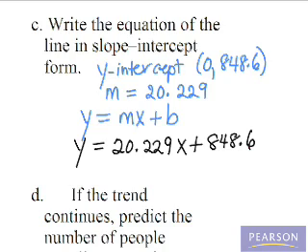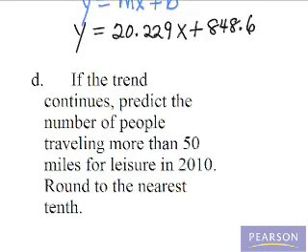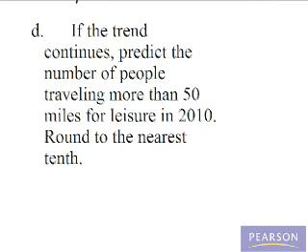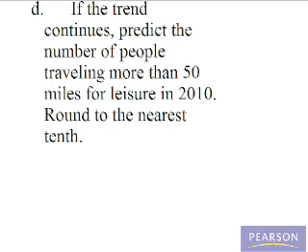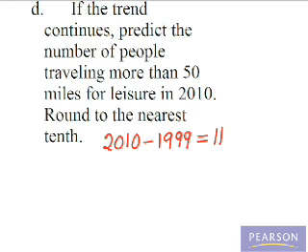We're now ready to go on to the last part of the problem. If the trend continues, predict the number of people traveling more than 50 miles for leisure in the year 2010. Round to the nearest tenth. First, we take 2010 minus 1999, and that gives us 11. So we're going to substitute 11 for x and calculate. We're going to let x equal 11.